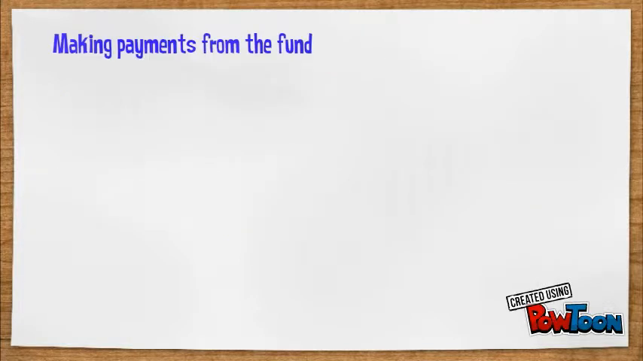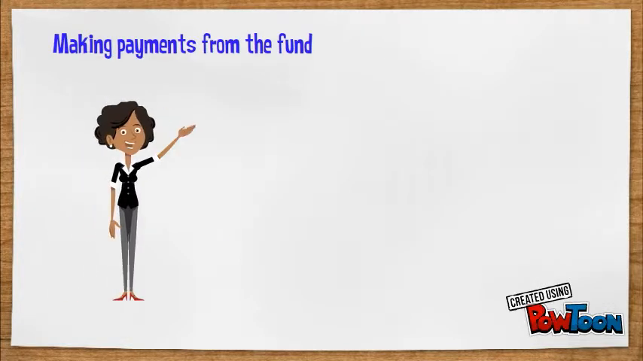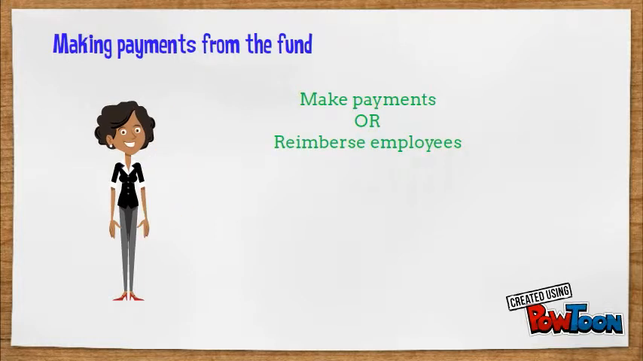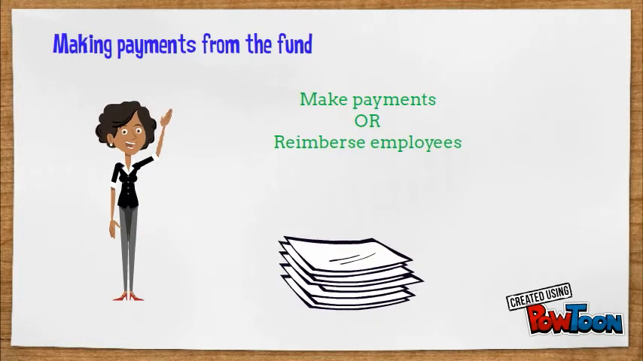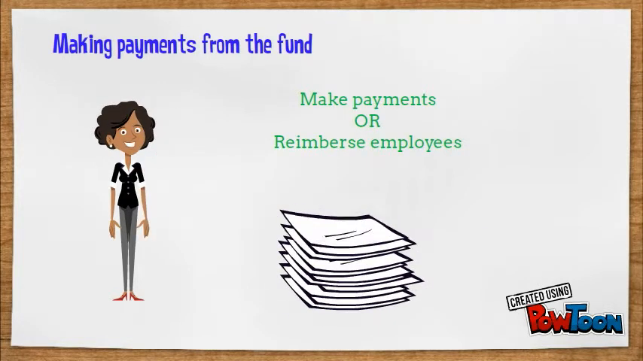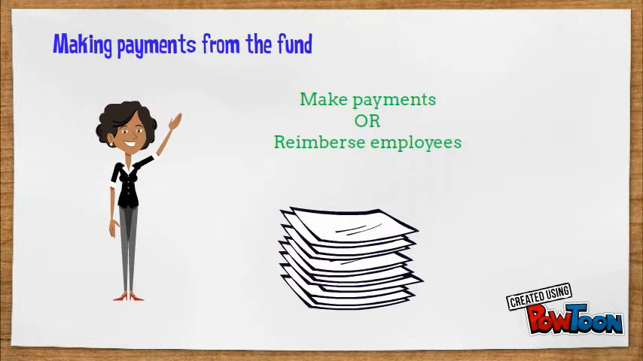The person in charge of the cash, let's say Lily, acts as the custodian and can give out cash from the fund to make payments or reimburse employees for payments that have already been made. Receipts must be collected for all uses of the cash, but no journal entries are required. They are only recorded when the fund is replenished.